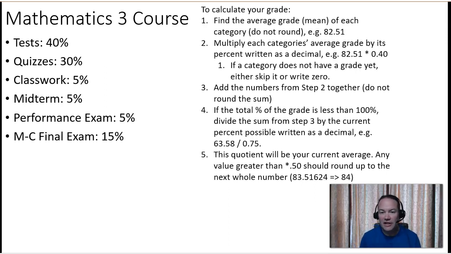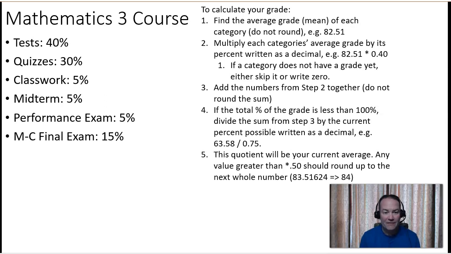So if you need to calculate your grade, first thing you're going to do is find the average grade, what's called the mean, but most students know this as the average of each category, and then do not round that number. So for example, if you have 5 test grades, you're going to add together the 5 test grades and divide by 5. That's going to give you a number. For example, that might give you 82.51.